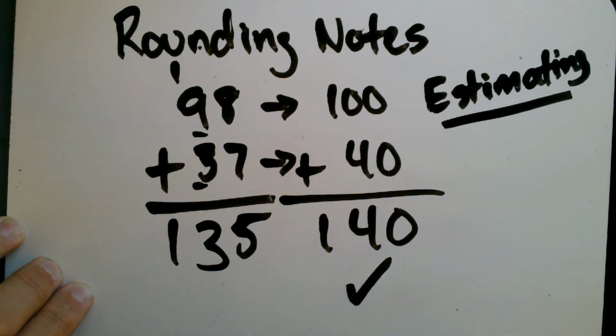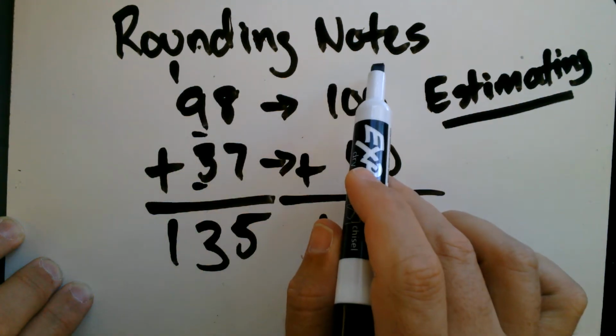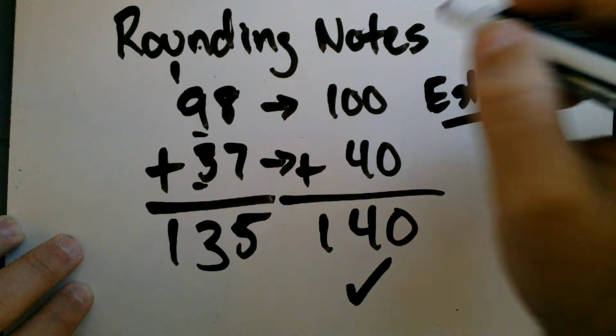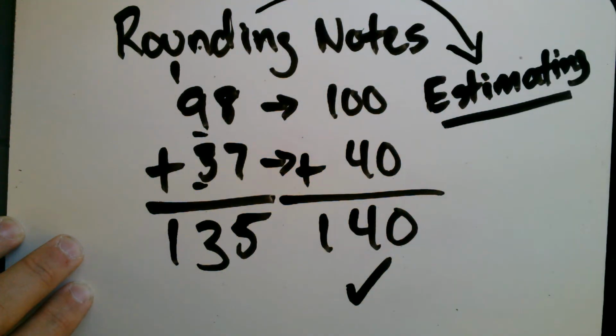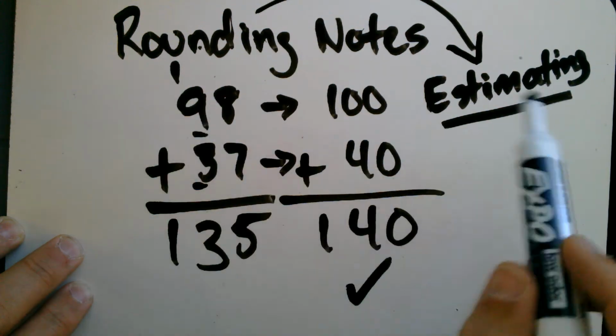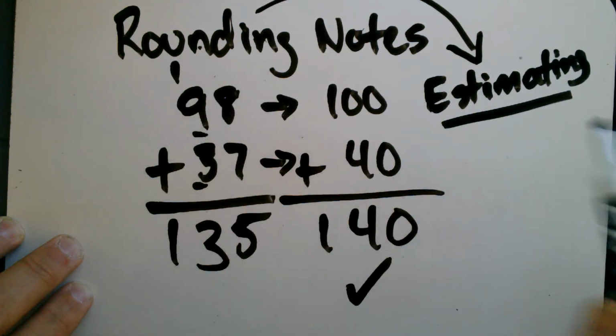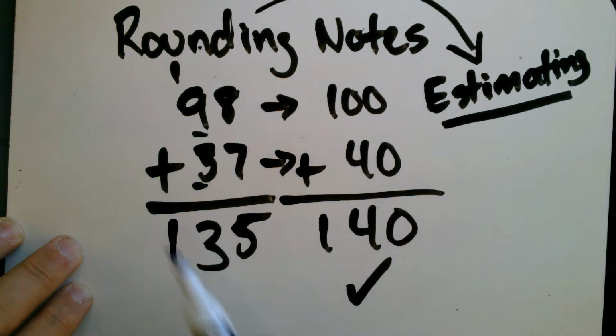All right, so the first thing I want you to write is rounding notes. And then draw an arrow from rounding to the word estimating, because really these two words, mathematically, are basically the same word. And then I'd like you to write this practice problem. So basically what's on the screen right now, I want you to write in your notes. So pause the video and write that in your notes.